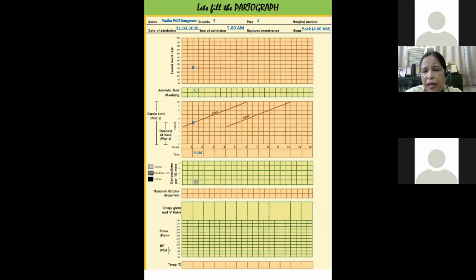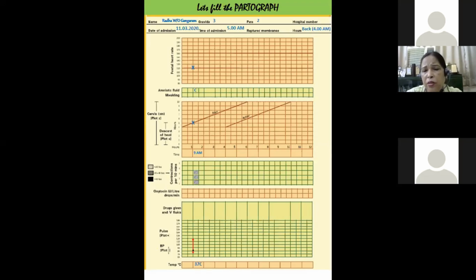5 centimeter cervical dilatation, again on the alert line, because the first reading has to be on the alert line. On that alert line will correspond to the time. Where you have plotted 5 centimeter, draw a line below it, and that will be your time, the time from which you have plotted the partograph. So at 5 centimeter they have given the time 9 AM, so you have plotted the 9 AM.